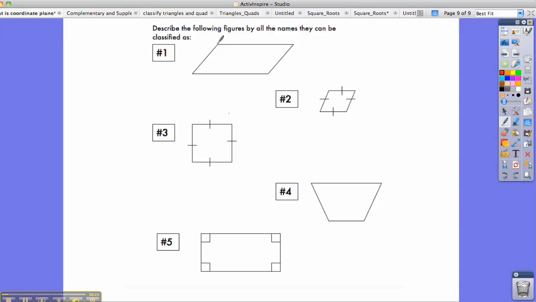So on number 1 you notice that this side and this side are parallel, as well as this side being parallel to this side. We don't know anything about the side lengths being equal, and we don't know anything about the angle measurements right now. So the only data we do know is that there are two pairs of sides parallel. If two pairs of sides are parallel, we call that a parallelogram.